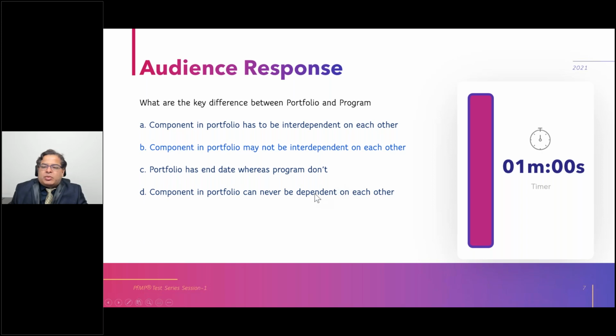The answer for this is B, very straightforward. First of all, let's establish the commonality between program and portfolio: they both have multiple components. But the components within a program have to have some interdependencies, whereas in a portfolio you may or may not have interdependencies. That's one difference. The second difference is that a program has a start and end date, but a portfolio can continue for many years as long as it satisfies the organization's strategic objectives. The interdependency or dependency does make a difference. So the answer for this is B, and I think except one, all of you got it right. Perfect, great. This is a good warm-up question.